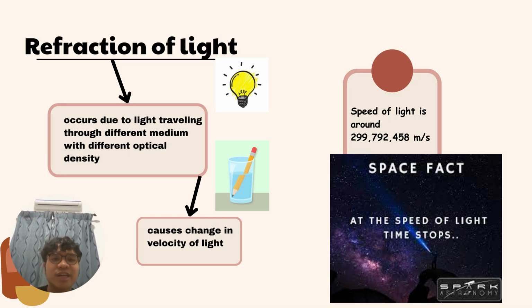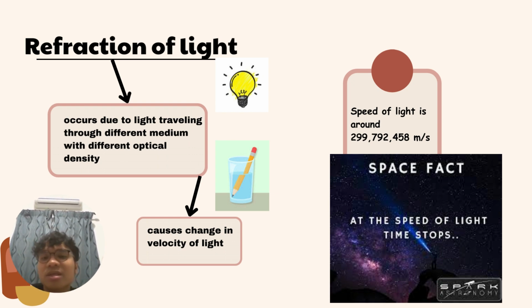Refraction of light. Okay, so refraction of light ni adalah salah satu properties of light yang mana saya rasa agak penting untuk kita sentuh pada topik hari ini because dia ada kaitan lah dengan total internal reflection. Actually ada banyak lagi properties of light, but I think it's a bit unnecessary for us to touch on that. Okay, so refraction of light.